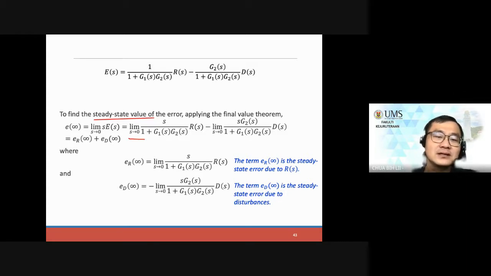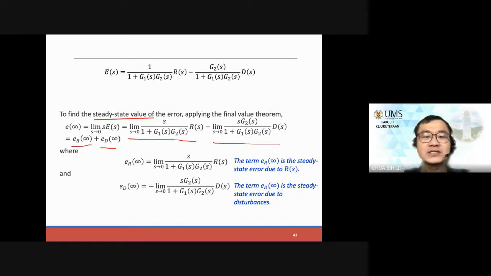You have the steady state error, which refers to the final value theorem, due to the main input as well as due to the disturbance. So we again break them into two parts to simplify our calculations. The first part is the error due to the normal input, and the second is the error due to the disturbance. After we simplify all these things, we can start to evaluate the steady state error due to each of these. Just put into the equations.